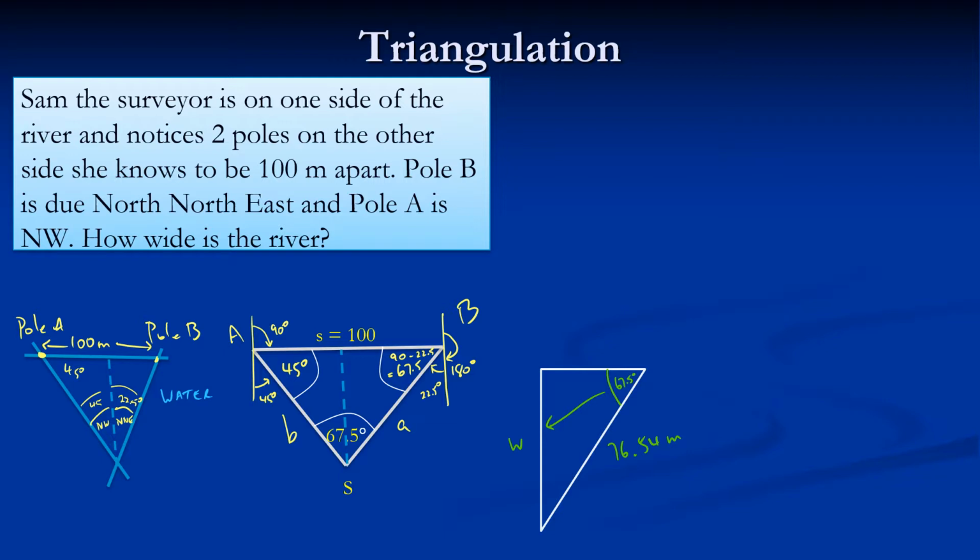So Sam's down here and she's looking north-northeast. So northeast is what? 45 degrees true. North-northeast is half of that. So half of 45 is 22.5 degrees. Now northwest is a little bit trickier, isn't it? Because that's 270 for west plus another 45. So what's that, about 315?